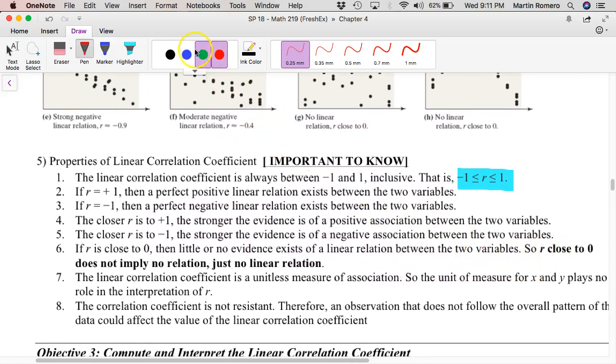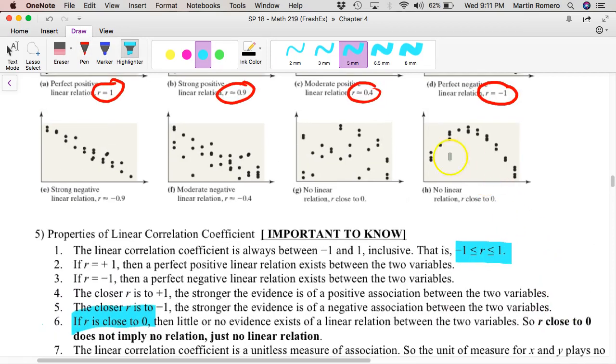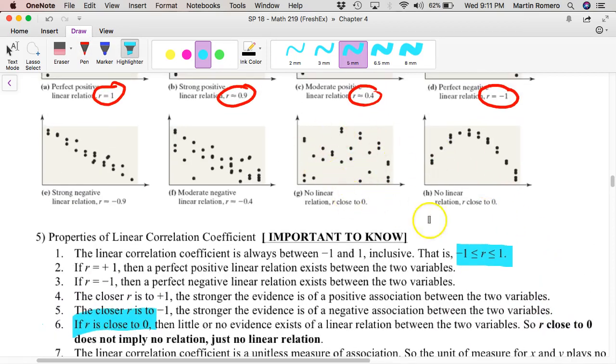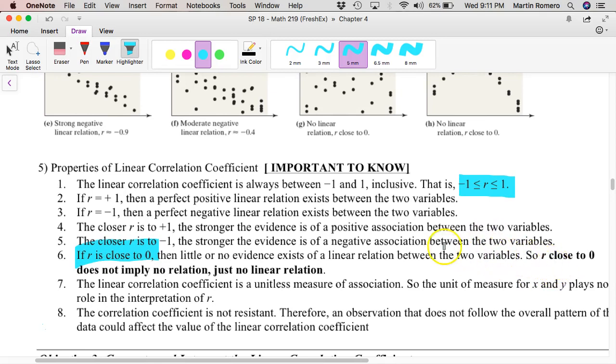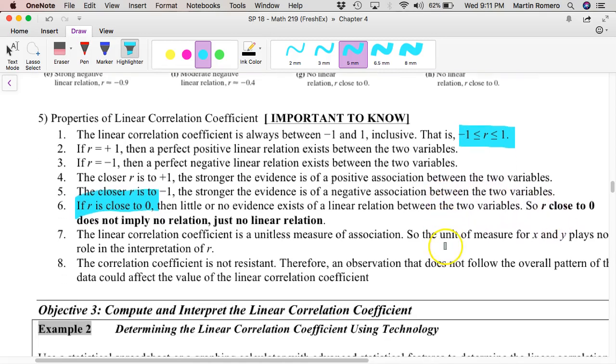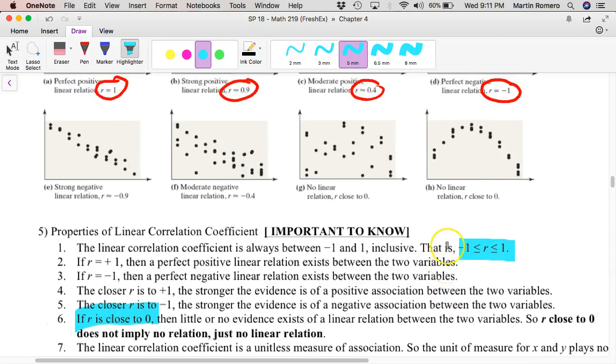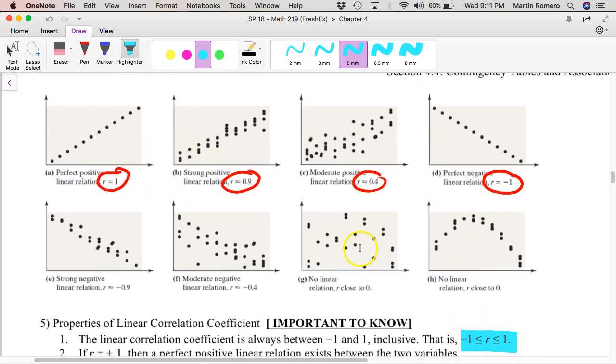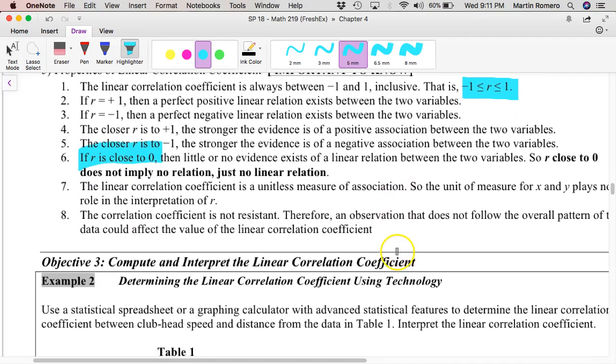Another important one is if R is close to 0, then there's little or no evidence of a linear relationship between the variables. Something like this, it's all just all over the place. So we're going to use that R as a measure of how strong the relationship is. And here are some examples of the R value and what the graph looks like for each.